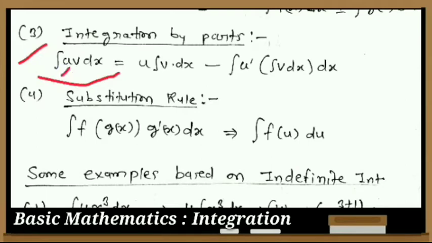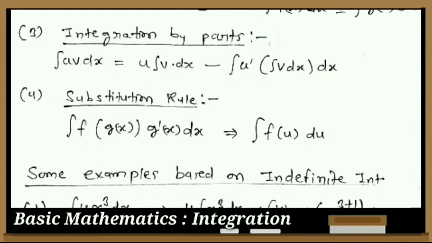First one is u and second one is v. These functions are functions of x. In this situation we have to apply the formula to integrate it. As you can see here, u integration of v dx minus differentiation of u integration of v dx. Here u dash is the differentiation term of u, then the whole term will be integrated by dx.